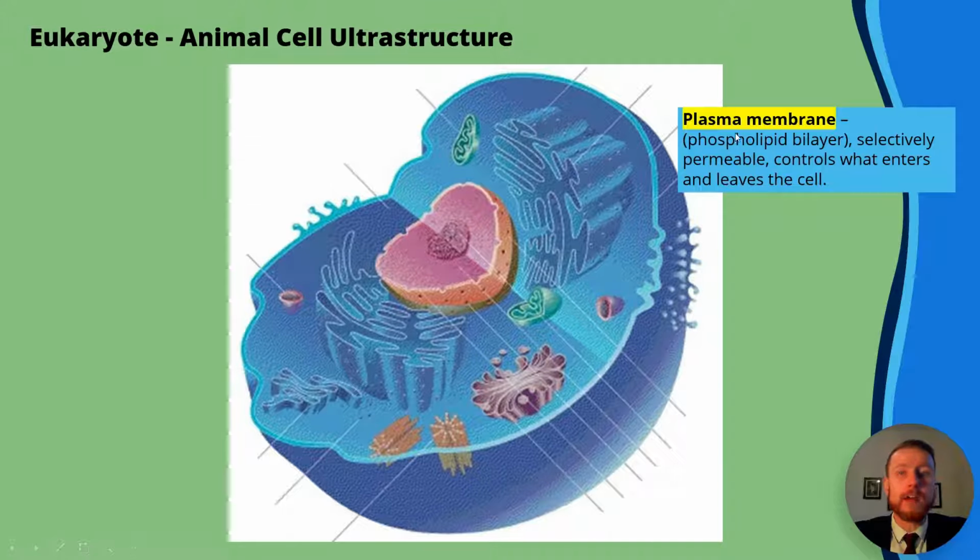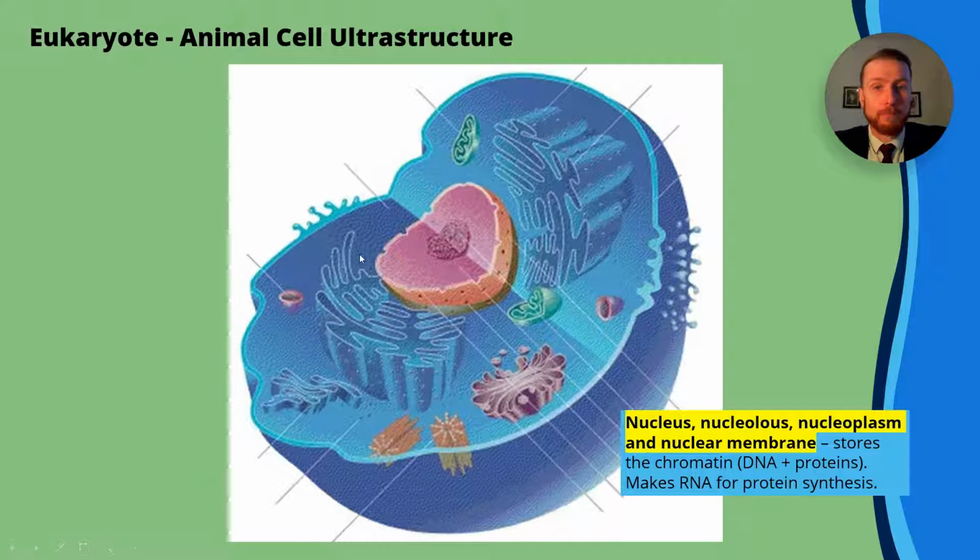Then we have the plasma membrane, which is also known as the phospholipid bilayer. This is a selectively permeable layer that controls what enters and leaves the cell, as well as keeping everything together within it. Next, we have the nucleus, the big organelle we can see in the middle, and it has a nucleolus within it, which is a chromatin-rich region. It has the nucleoplasm, which is the cytoplasm of the nucleus, and a nuclear membrane, the special name given to the membrane that surrounds the nucleus. The DNA is located within the nucleus. It's a store of chromatin, and chromatin is a mixture of DNA and proteins.